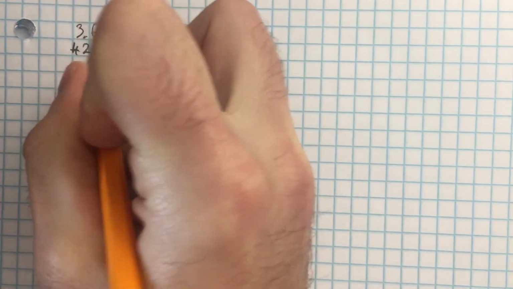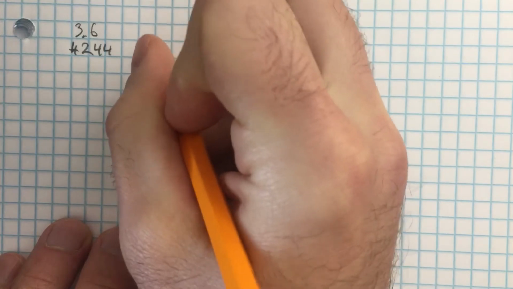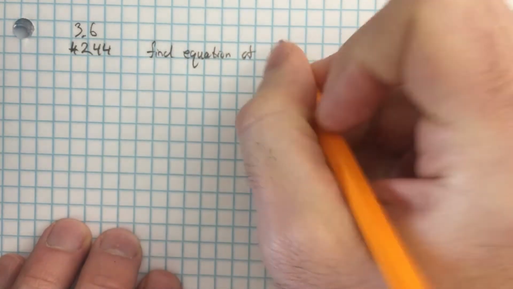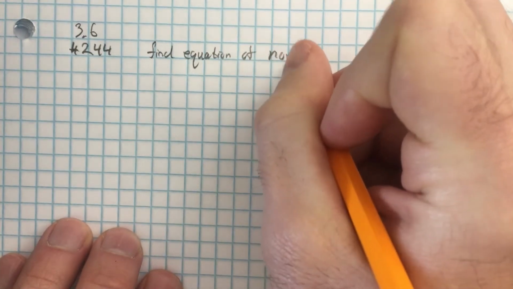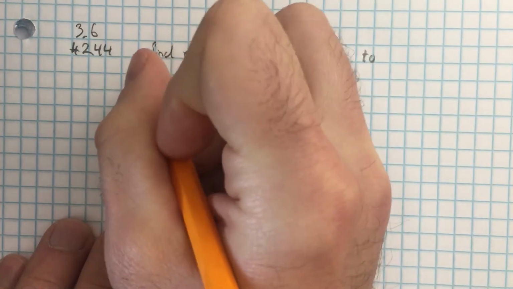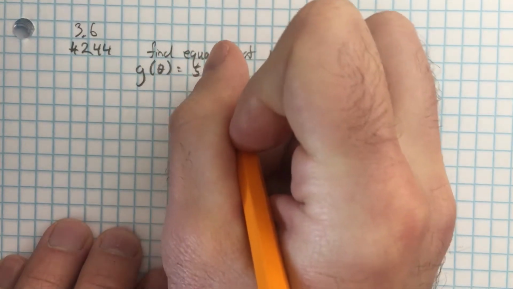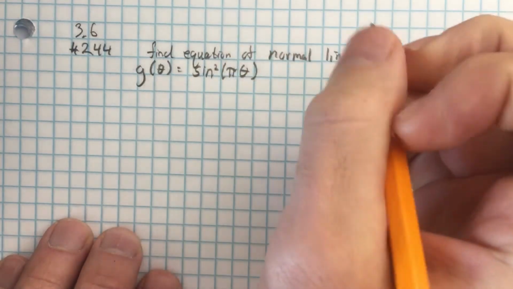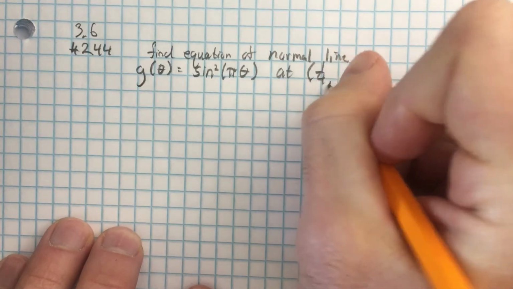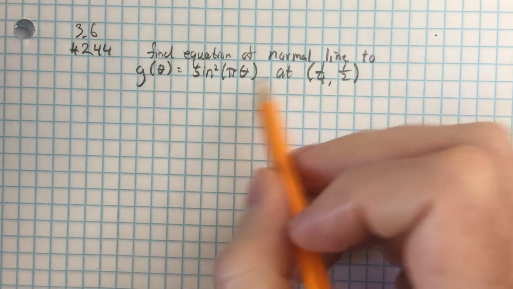3.6, number 244. We're supposed to find the equation of the line normal to a function. In this particular case, it's g of theta is sine squared of pi theta at the point 1/4, a half. So you can verify that 1/4, 1/2 is on this curve.